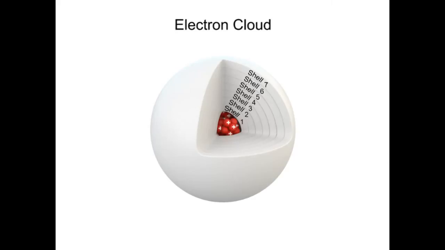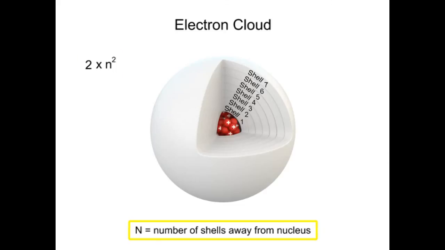The exact number of possible electrons per shell is defined by a rule of quantum mechanics stating that each orbit is filled when its electron count equals 2 times n squared, or 2n squared, where n is the number of shells away from the nucleus for which you are calculating the maximum number of electrons, also known as the principal quantum number. To calculate the number of electrons in the first shell, you would use the equation 2 times 1 squared, which is 2 times 1, or 2 electrons.